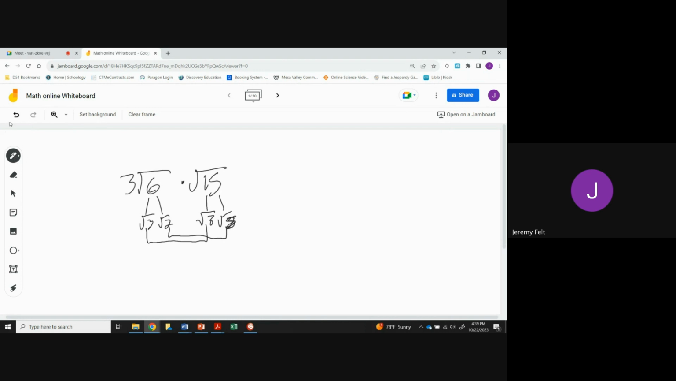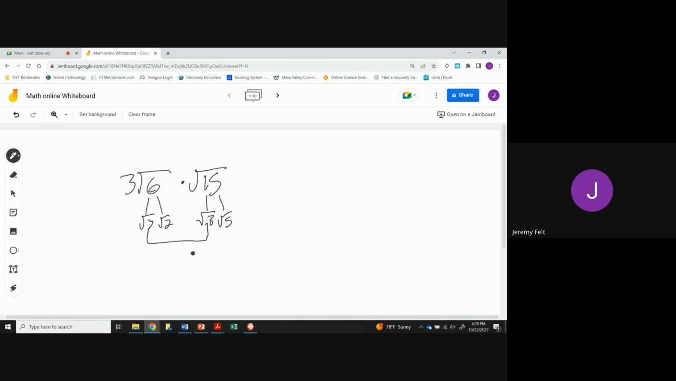So 3 times 5. So if you get in a hurry, you've got to check it. 6 is 3 times 3. 15 is 3 times 5. So we can take the square root of 3 times the square root of 3. We can't do, we could make that the square root of 10 if we wanted.